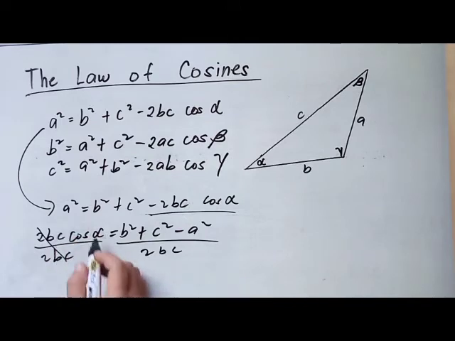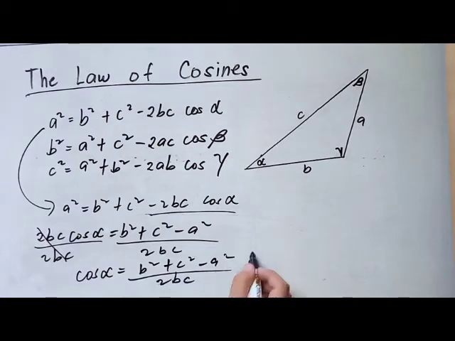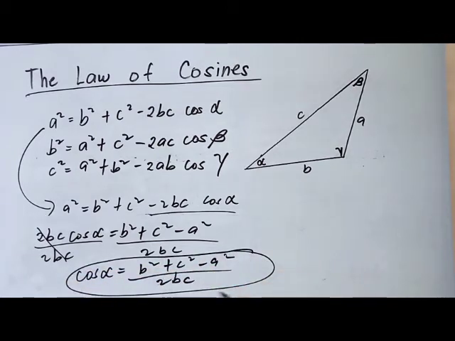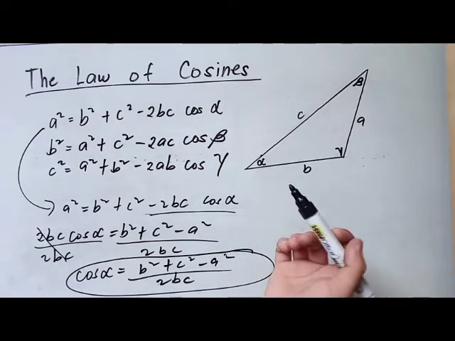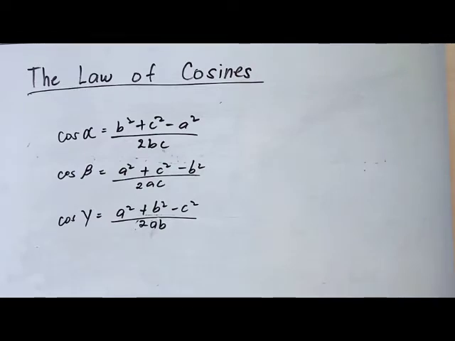para maiwan si cosine alpha sa left. So cosine alpha now is b squared plus c squared minus a squared all over 2bc. So that is now the equation in getting the cosine alpha. You can also do the same in getting the cosine beta and gamma. So in cosine alpha, that is b squared plus c squared minus a squared all over 2bc. And in our cosine beta, that is a squared plus c squared minus b squared all over 2ac. And our cosine gamma, that is a squared plus b squared minus c squared all over 2ab.